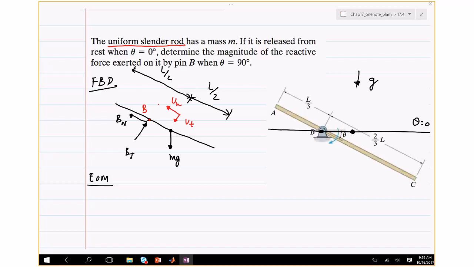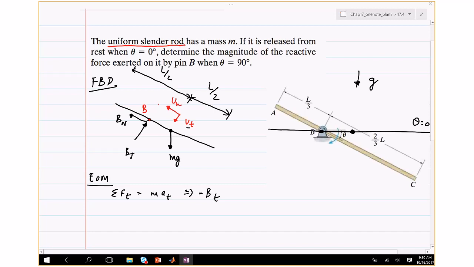Okay, so there are three equations, two for forces, one for rotation. Let me write the equations for forces. So Ft is m a_t. So the net force is equal to mass times acceleration in the tangential direction. So this gives me the net force in the tangential direction is Bt. Bt is acting in the negative direction of ut, so it's negative Bt.